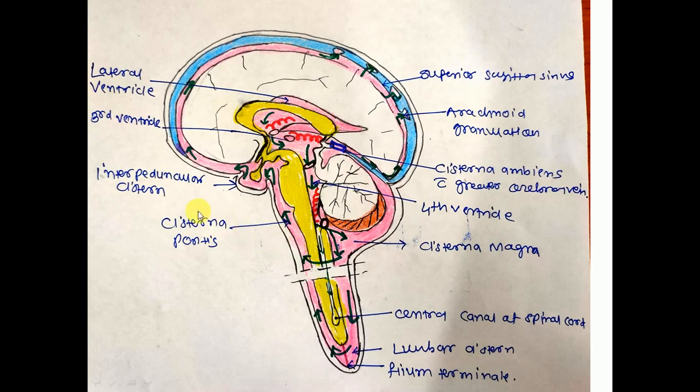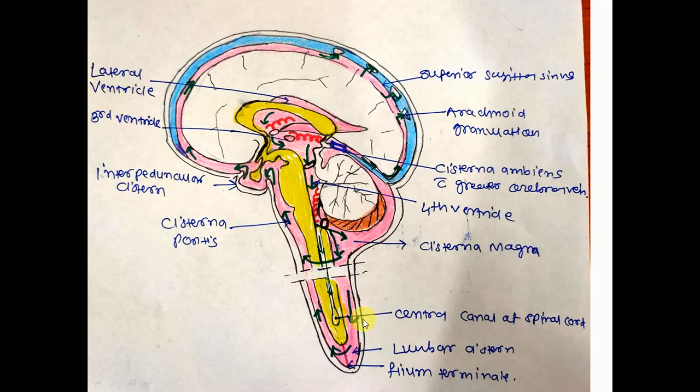Third one, cisterna pontis. The name itself suggests this cistern is in relation with the pons, particularly the anterior surface of the pons. This is the midbrain, pons, and medulla oblongata. These are their dorsal surfaces, these are the ventral surfaces. So cisterna pontis lies in relation with the ventral surface of the pons. That is the third. Then the interpeduncular cistern. Interpeduncular is the area which lies at the base of the brain. This cistern is in relation with the interpeduncular area of the brain. The major structure in the interpeduncular cistern is the pituitary gland.